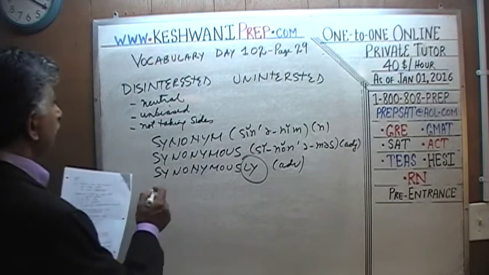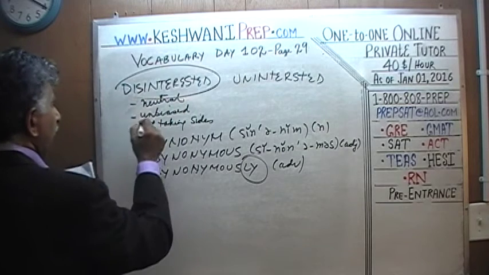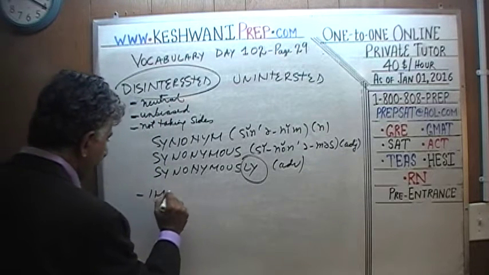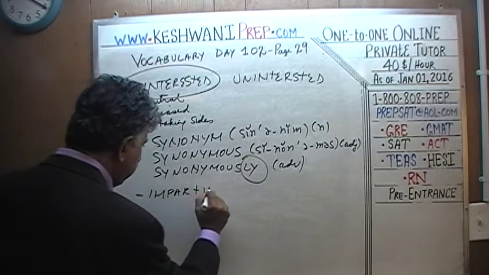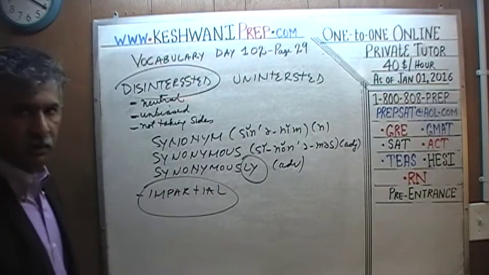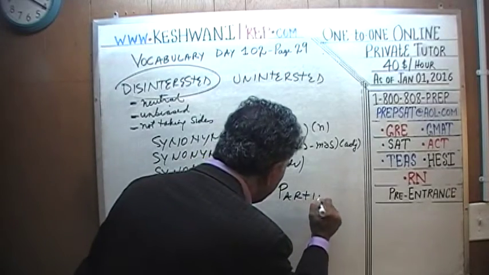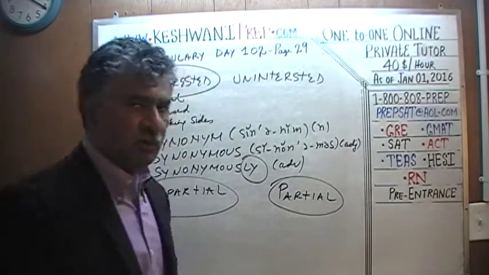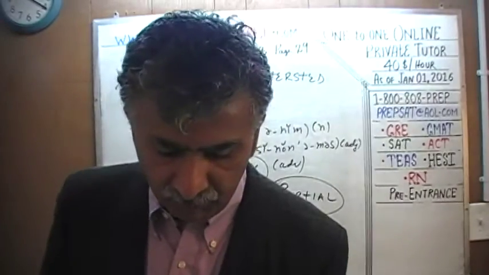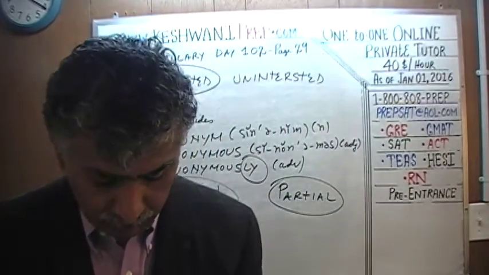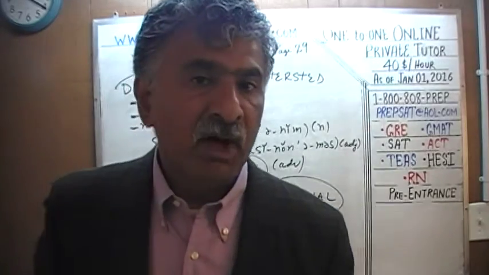Oh, here's a good word. One, two, three. Let's put one more here. Fourth. Impartial. This is a tricky word. Partial is the word. If you're partial, it has two meanings. One meaning of the word partial is part of something. I would like to make a partial payment.